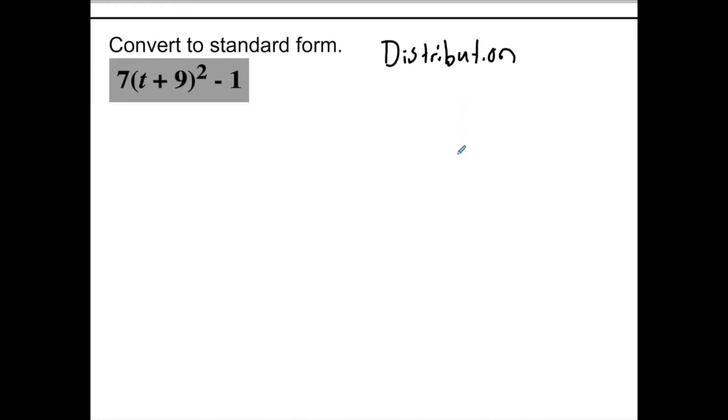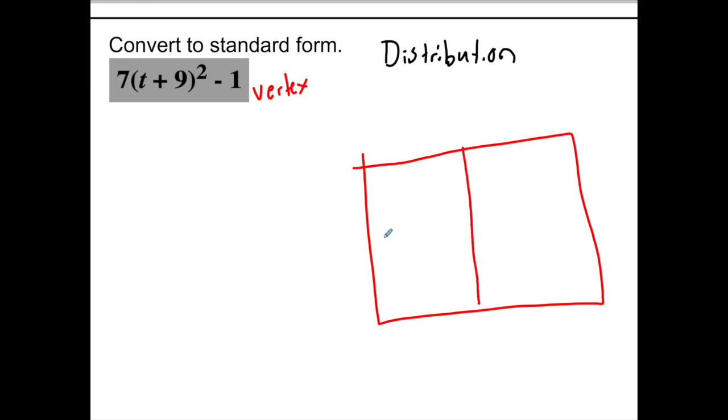All right. So convert to standard form. Here we go. Hopefully we recognize that this is in vertex form, so we're going to use our PEMDAS strategy, and that begins with the box. I'm going to put t plus 9 on the outside here and t plus 9 on the outside here. Remember, it's being squared, so we're taking t plus 9 and multiplying it by itself, because that's what it means to square anything. So t times t is t squared.